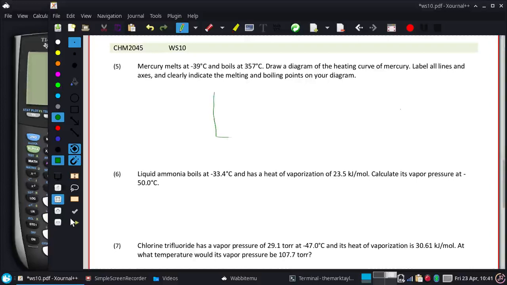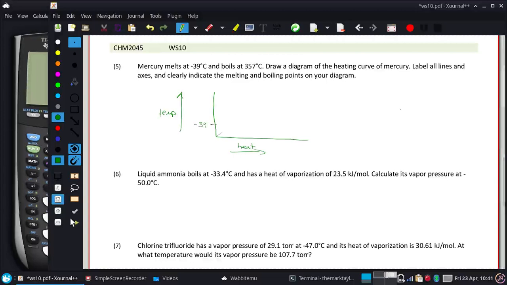All right, so we're going to show it as temperature goes up, and with time. So we're going to put heat in this way. So this means adding heat, and temperature will go up. All right, so let's start at a temperature way below -39. So we can say we're starting with definitely a solid.